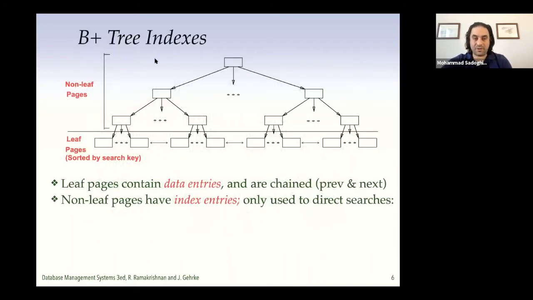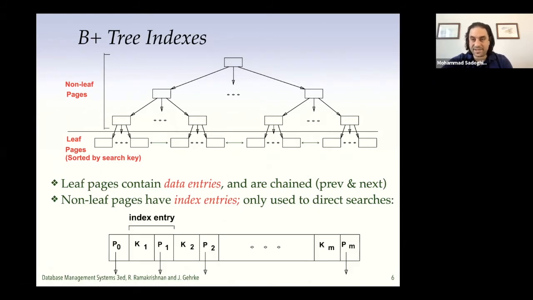Now an example of B+ trees is that we have these non-leaf pages, and then we have the leaf pages, which contain the actual data. And if you look at an index entry, it's the pointer and the key. So for example, key 1 could be 25, the second key 35, and this P could either be a pointer to the next page in the tree, or this P could actually be the record in a file. It could be a RID.